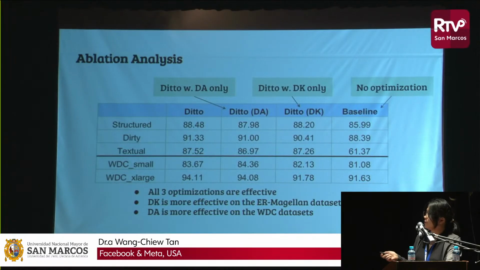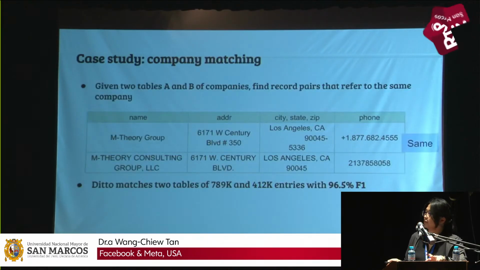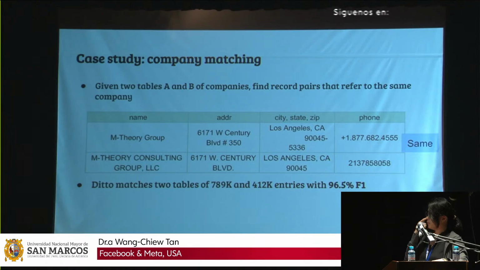I think I'll skip this. The ablation study shows that the different optimizations do matter, and altogether, they can give important performance gains.